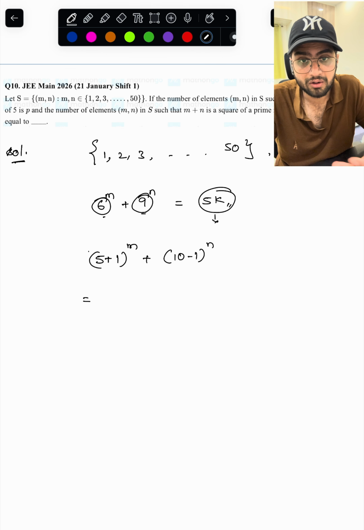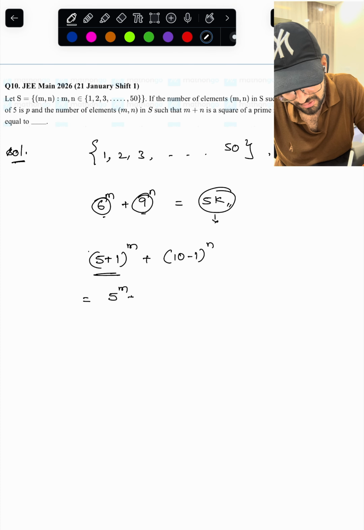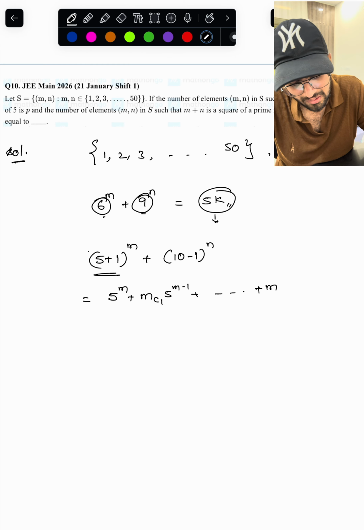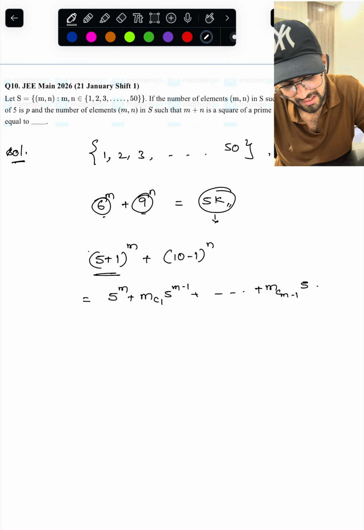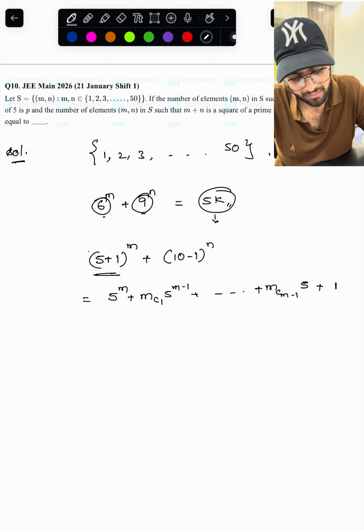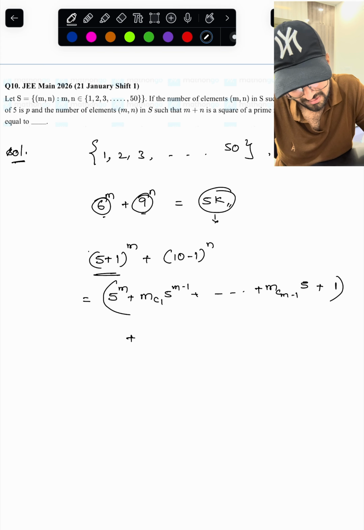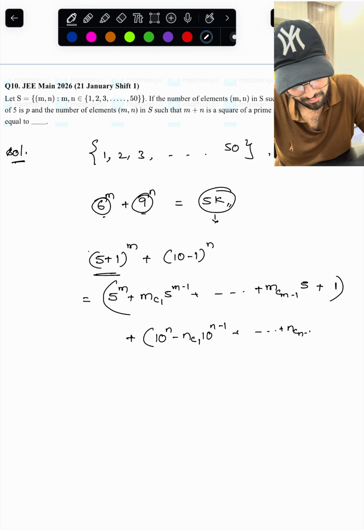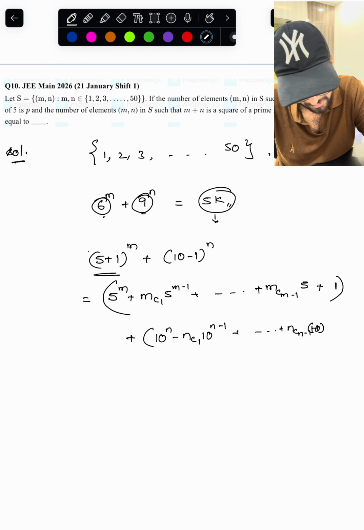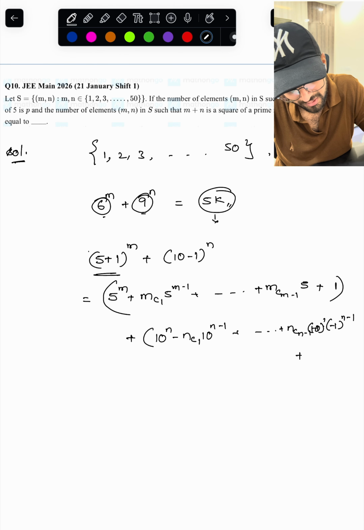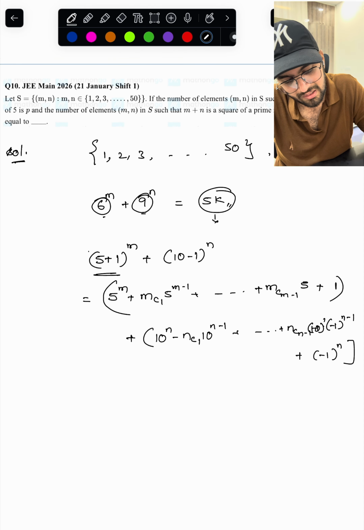Now we can take the help of binomial expansion and expand it. So I will be getting 5 power M plus MC1 into 5 power M minus 1 plus and so on. Up to the last but one term I have 5, and the last term is 1 power M, which is 1. So this is the first expansion. The next expansion is 10 power N minus NC1 into 10 power N minus 1 and so on, plus NC(N minus 1) into 10 power 1 into (minus 1) whole power N minus 1, plus (minus 1) whole power N, right?